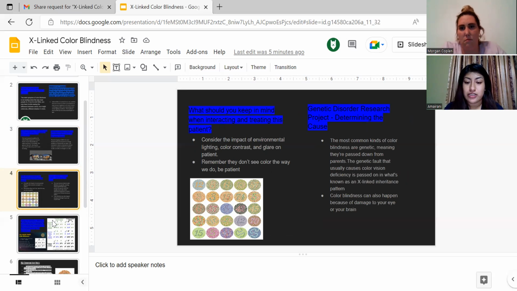Genetic disorder research project: determining the cause. The most common kinds of color blindness are genetic, meaning they're passed down from parents. The genetic fault that usually causes color vision deficiency is passed on in what is known as an X-linked inheritance pattern. Color blindness can also happen because of damage to your eye or your brain.